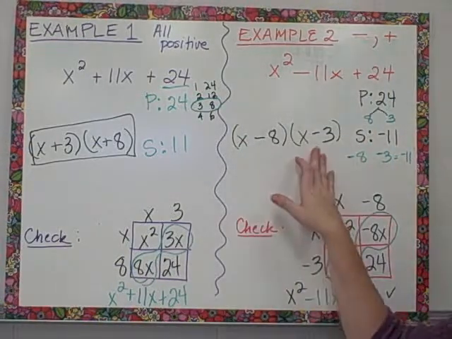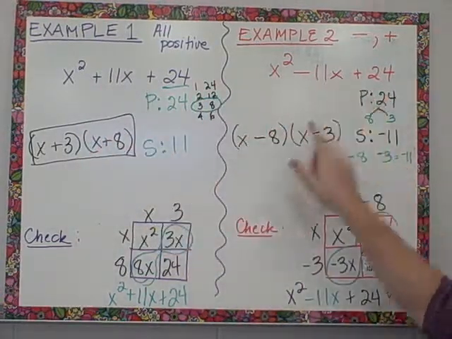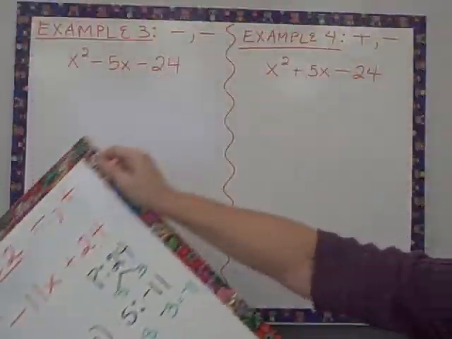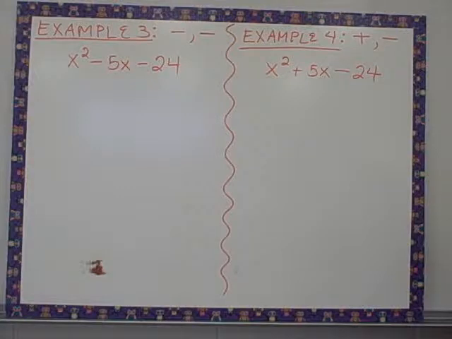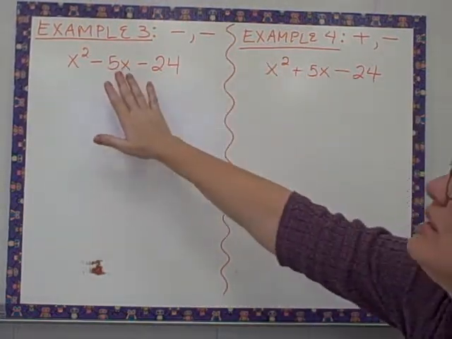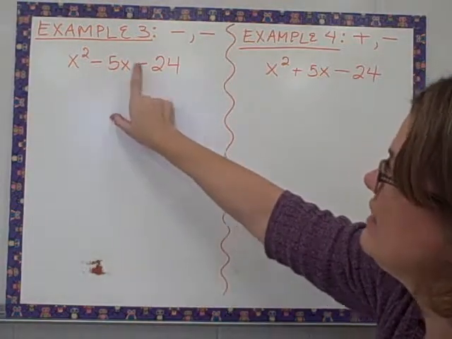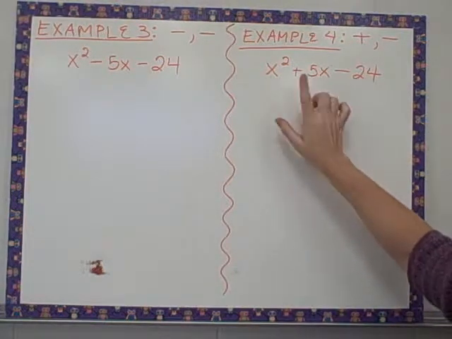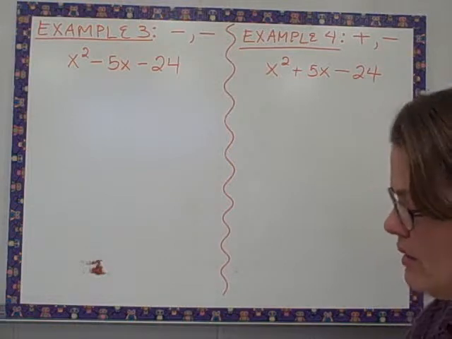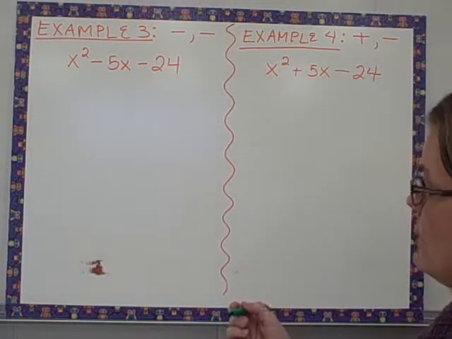The sign is very important. With two positives, we don't worry about it, but with a negative and then a positive, both will be negative. I'm using exactly the same 24 on the end, but notice the middle term has changed. In example number 3, I have a negative and then a negative. In example number 4, I have a positive and a negative. Both of these are going to be worked the same way. One term is going to be positive, one term is going to be negative, and we have to figure out which one is going to be which.